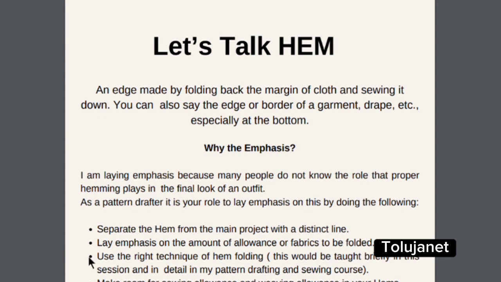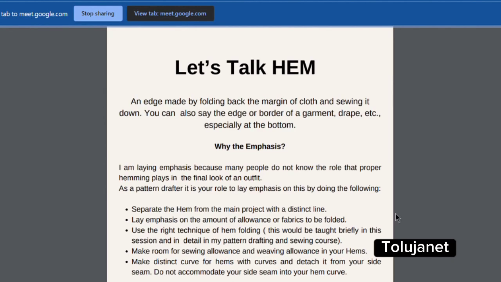Now let me continue. Number 3, use the right techniques of hem folding. I'm going to be talking a little about this hem folding in the video presentation, and talk about it in detail in my pattern drafting and sewing course. I'm sure most of you have seen it already in the file. Number 4, make room for sewing allowance and weaving allowances in your hem.